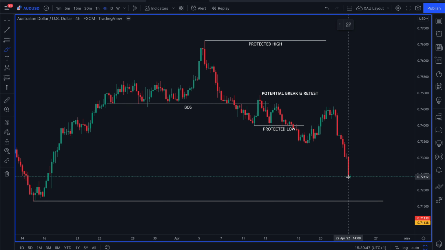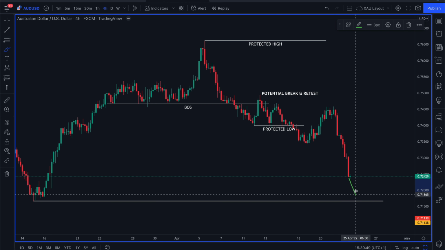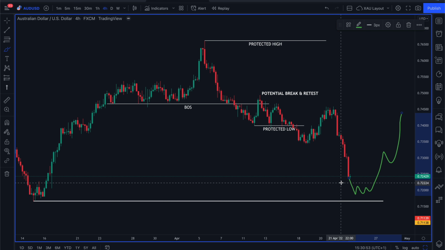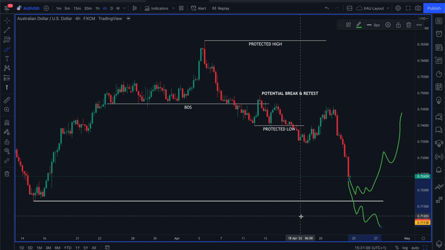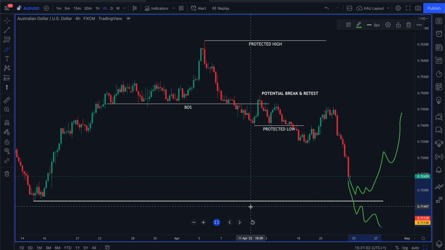Price could either approach this area, show signs of rejection, and go on to set bullish structure, or price could come down to this area, actually break this structure and continue setting bearish structure. Now if it does that, then we would be looking at longer term sell positions, as this would invalidate the bullish structure that has been created on the higher time frames.